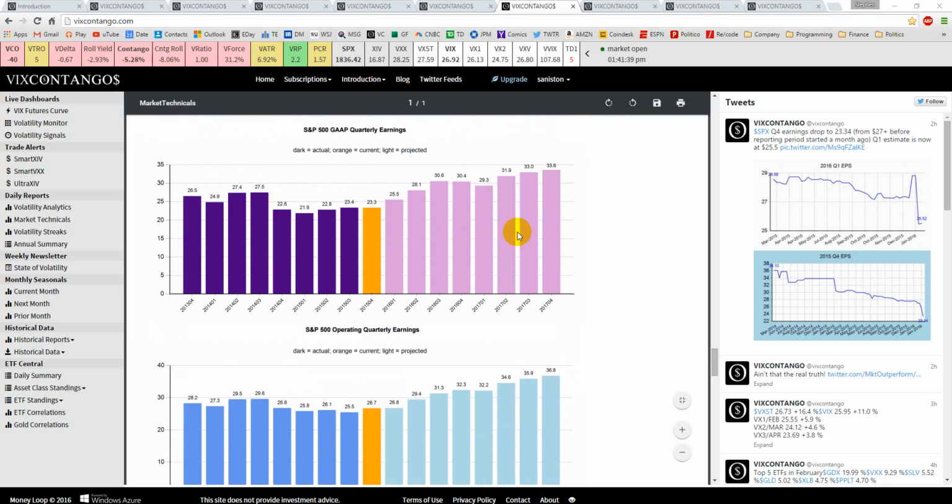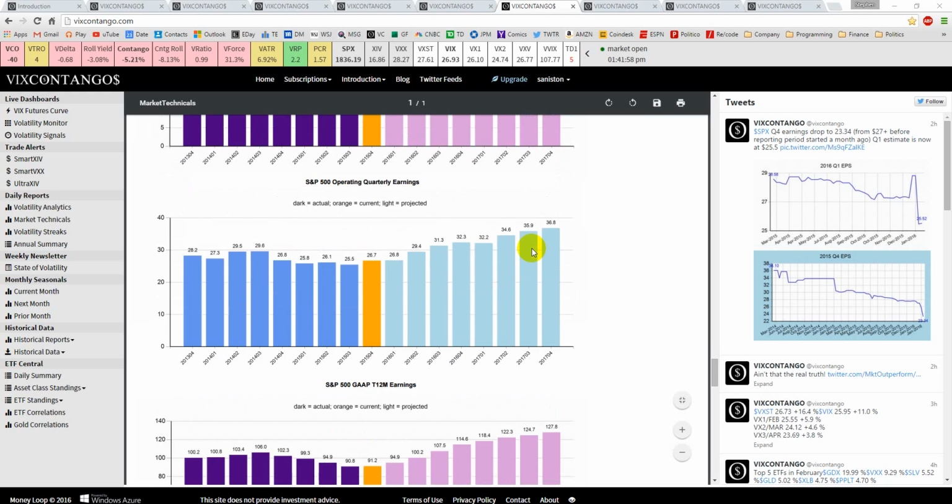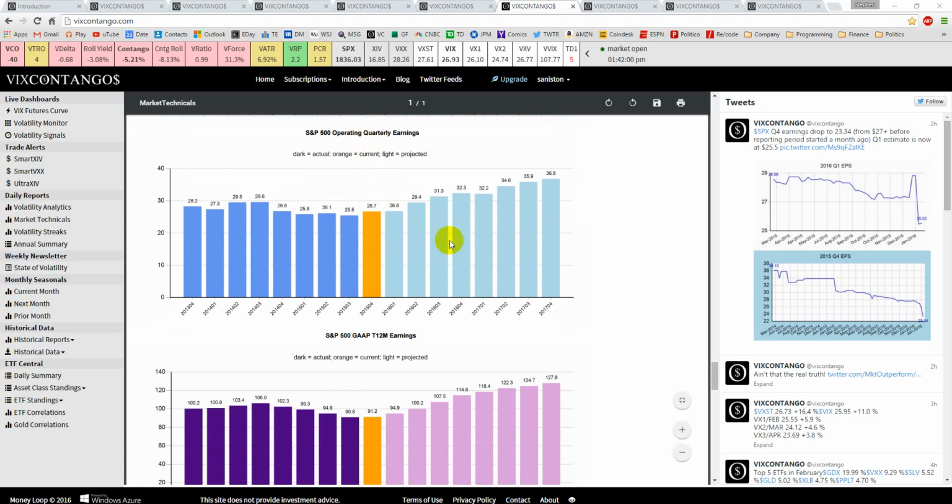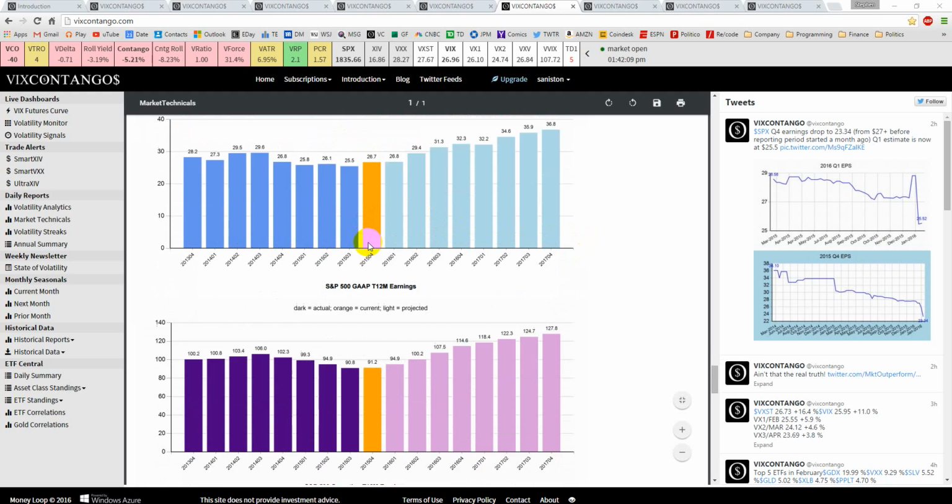Then we have some charts that show you the S&P 500 quarterly earnings. So this is the amount for each quarter. And in dark, you get to see the actual earnings, and in purple, what the expected earnings are. So you get to see here, we expect a rapid pickup of earnings in the future, which may or may not happen. Then we have the operating quarterly earnings. Again, they are in dark, you get to see the actual, in light, you get to see the expected, and in orange, you get to see the current earnings.